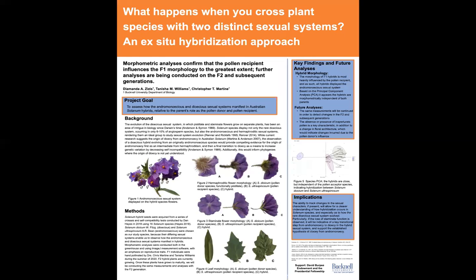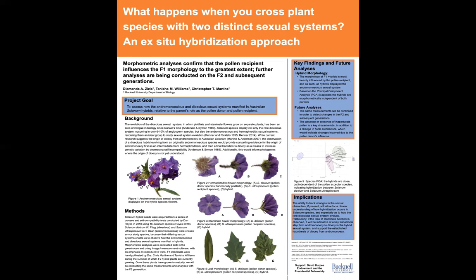In 2018, Daniel Hayes, a previous undergraduate researcher at Bucknell University, crossed 18 species of Solanum. We chose Solanum dioicum and Solanum ultraspinosum as the parent species, because not only does Solanum dioicum display the dioecious sexual system, and Solanum ultraspinosum display the andromonoecious sexual system, but they're also morphometrically distinct from each other, which makes changes due to hybridization more apparent in the hybrids.